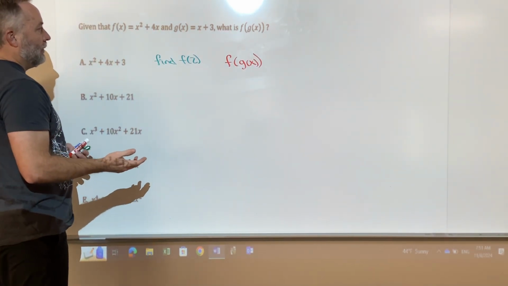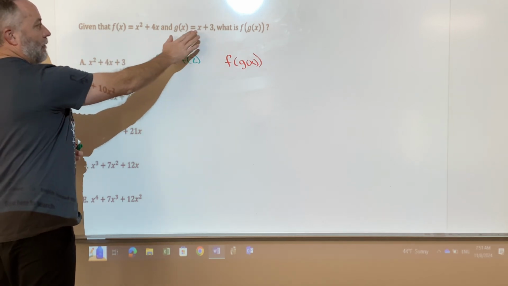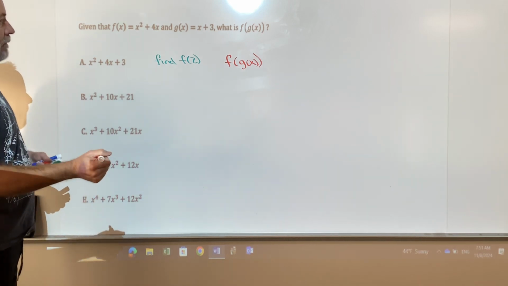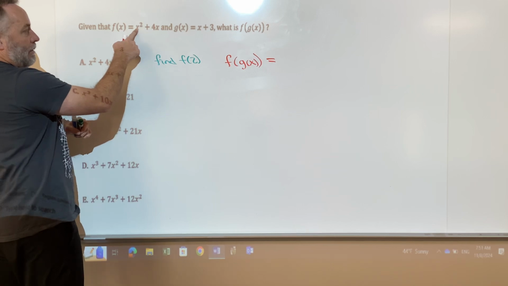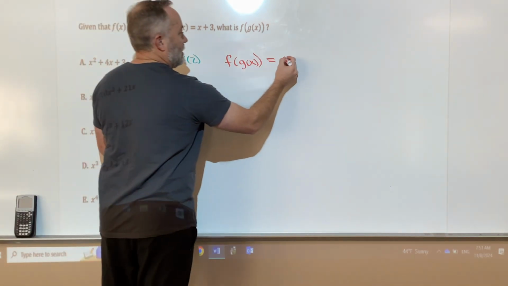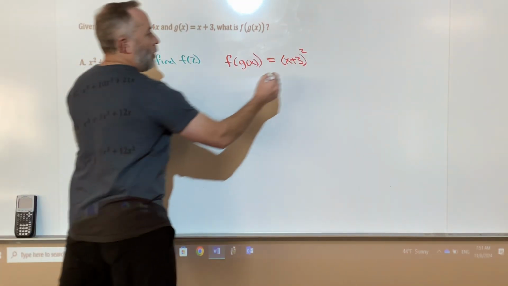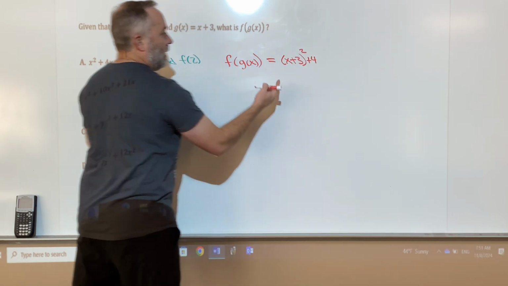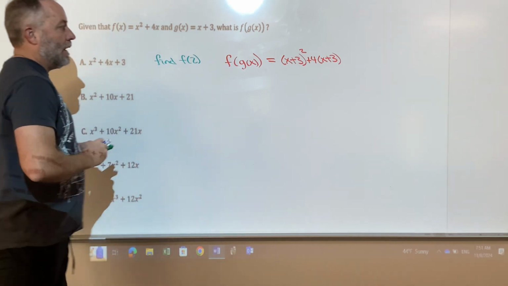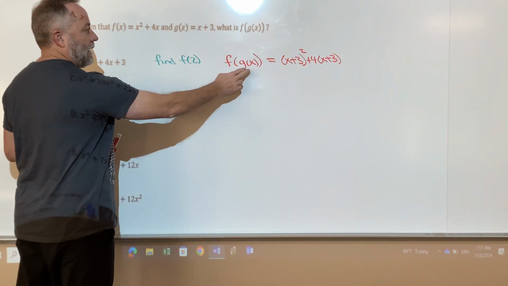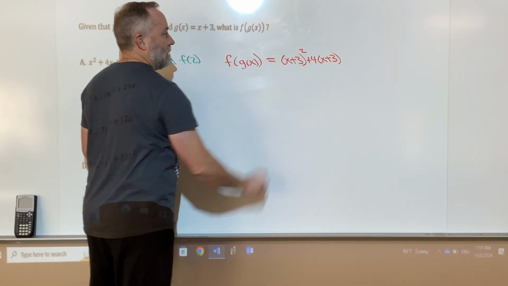So said differently, everywhere in f that we see an x, we're going to replace that x with the function g of x. So that would look something like this. x squared, but remember we're replacing x with x plus 3, which is g. So x plus 3 squared plus 4 times x, but x again is x plus 3. All right, so that is our setup for f of g of x. Everywhere in f that we saw an x, we replaced it with g of x, which is x plus 3.